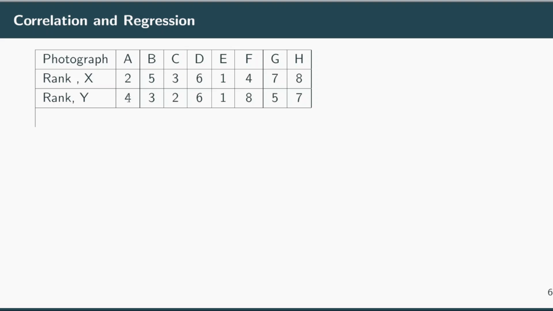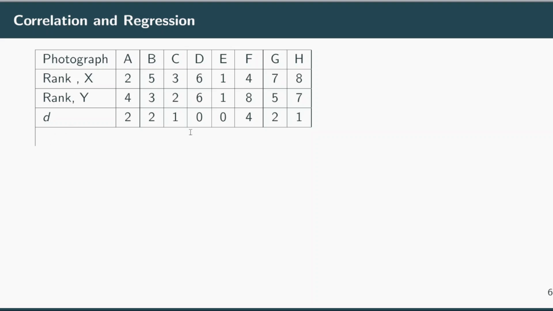So let me go ahead and evaluate the rankings. So D will be 4 minus 2, which is 2, 5 minus 3, 2, 3 minus 2, 1, 6 minus 6, 0, 1 minus 1, 0, 8 minus 4, 4, 7 minus 5, 2, and 8 minus 7, 1. So I have the value of D.